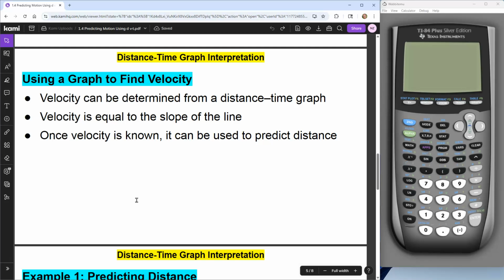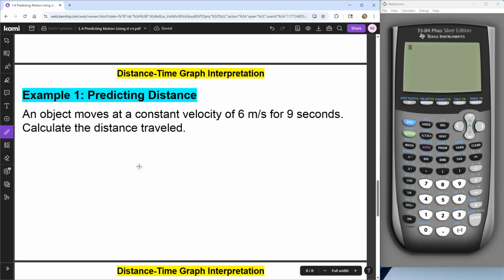We can also use a graph to find velocity. Velocity can be determined from the distance versus time graph. Velocity is equal to the slope of the line, so our y over our x value. Once we know our velocity, we can predict the distance. So for example, if I knew how fast my object was going and I knew how long it was traveling for, I would just multiply to figure out how far my object traveled. Oh, look at that. Our first example, that's exactly what we're going to do.